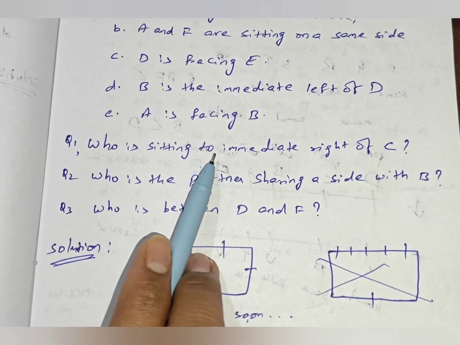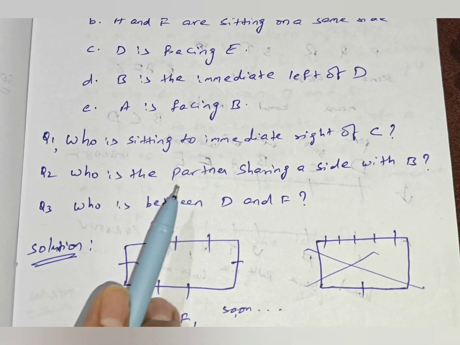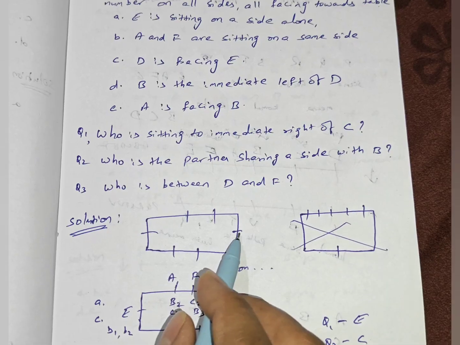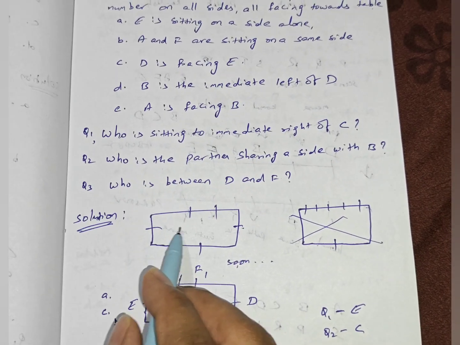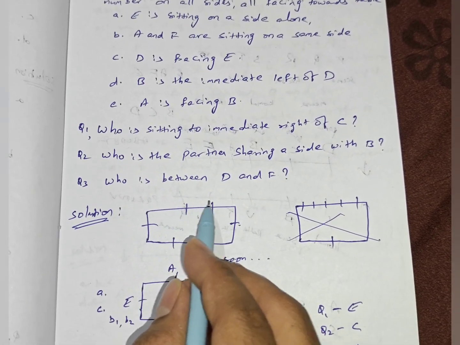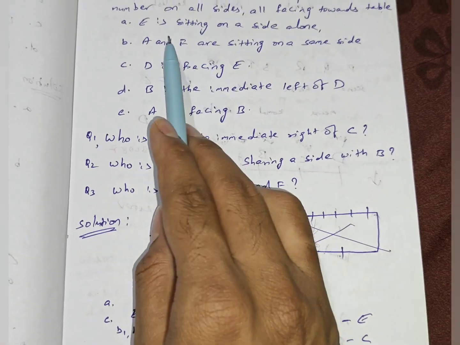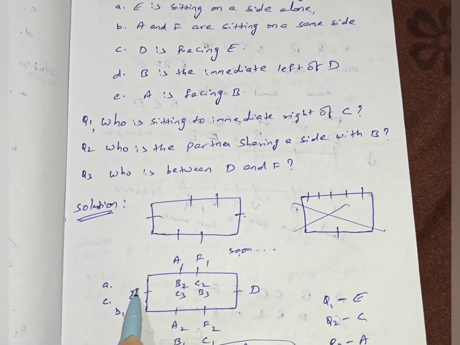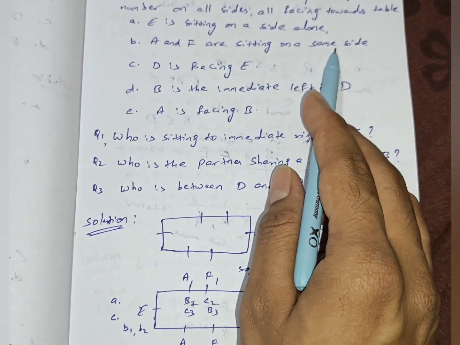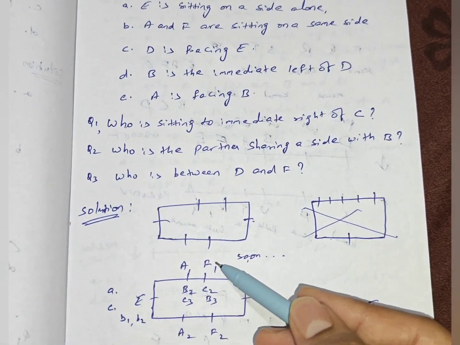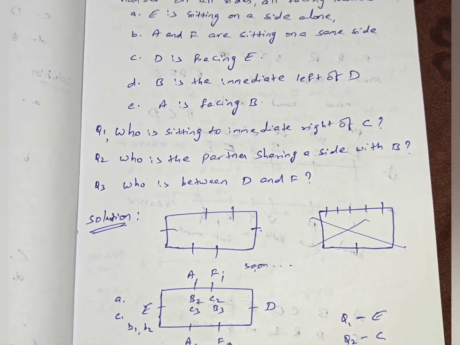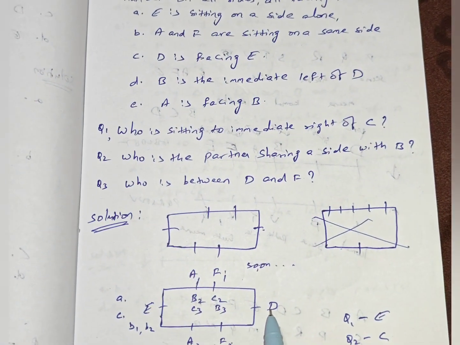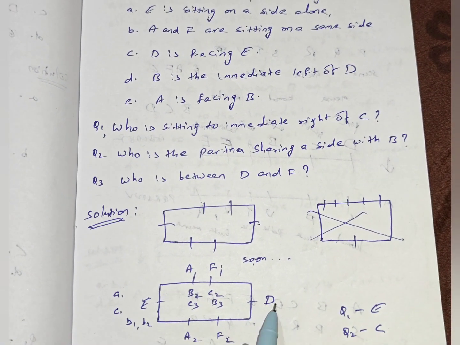So we will try to find and draw a solution for this. Let us draw a rectangle, where all the people are facing each other, two sides with a single person and two sides with two persons. There is a statement, E is sitting on a side alone. So let us assume E is sitting here, and A and F are sitting on the same side. Either A and F can sit here or A and F can sit here. Next, D is facing E.